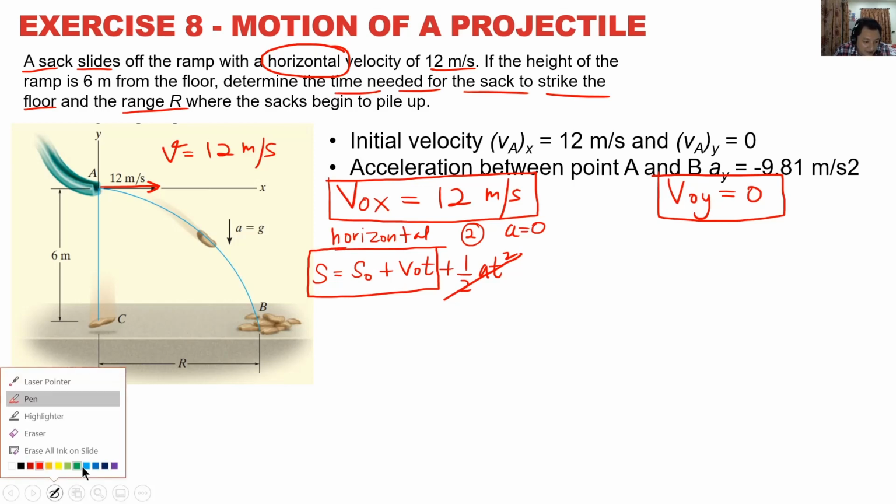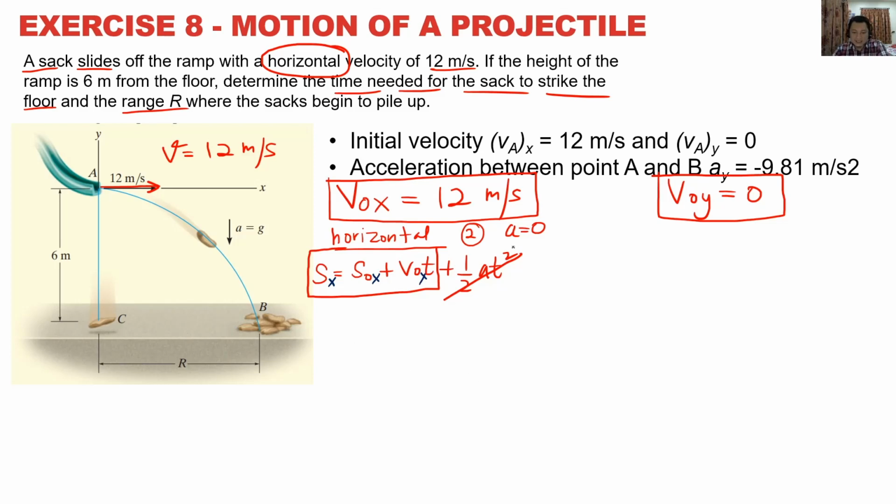If you don't want to be confused, you might want to put x. This one is x. V naught x also. This thing is gone, might as well delete it. Only this one is making sense. So Sx is this one. This is your Sx, the horizontal displacement. This is your Sy actually, the vertical displacement.